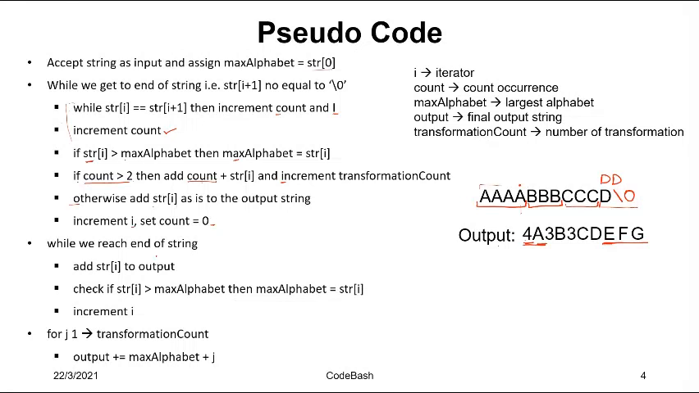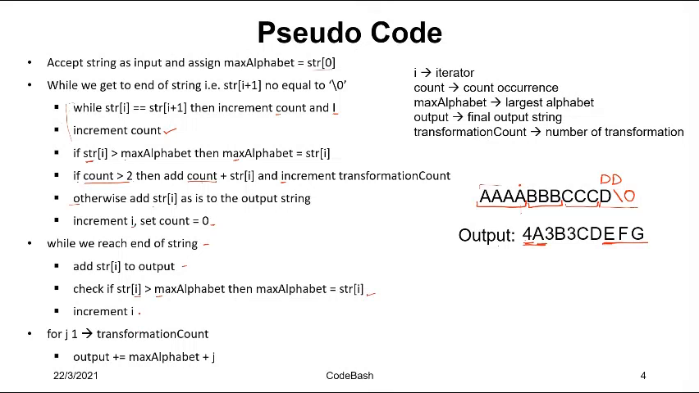Now after this, since we were only going till the second last element, we need to again consider the rest from here, for which we are using this for loop, where we simply add the string to the output, and we check if that string is greater than max alphabet. If it is, then we again reset the max alphabet to get the correct highest alphabet, and we increment I.